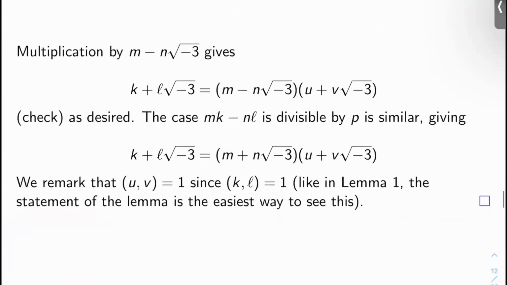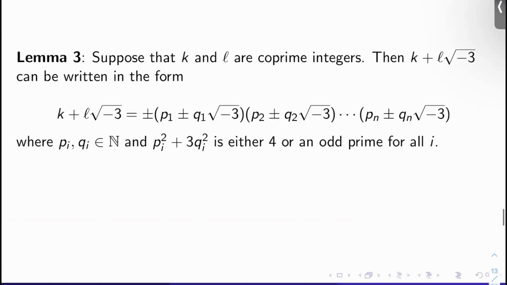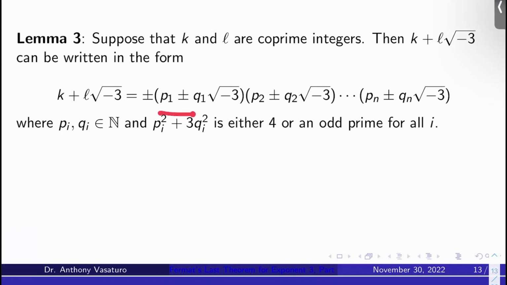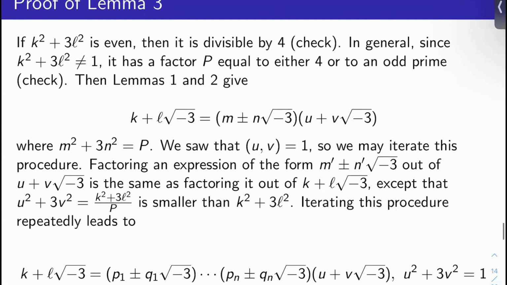Okay, great. Lemma 3. Suppose k and l are coprime integers. Then k plus l times root negative 3 can be written in the form plus or minus a bunch of factors that all look like p sub i plus or minus q sub i times root negative 3, where p sub i and q sub i are natural numbers, and p sub i squared plus 3q sub i squared is either 4 or an odd prime for all i. Okay, so how do we prove this? It boils down to lemma 1 and lemma 2.